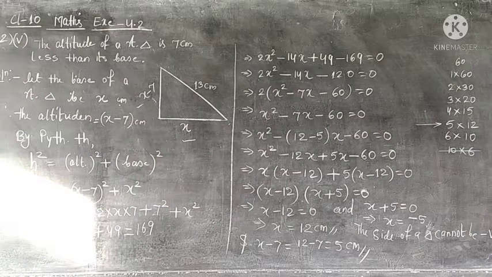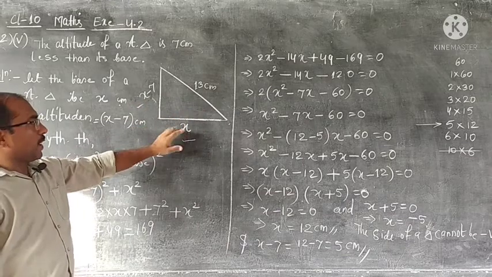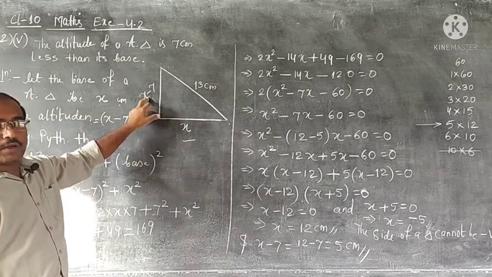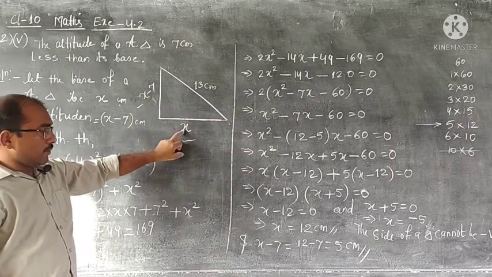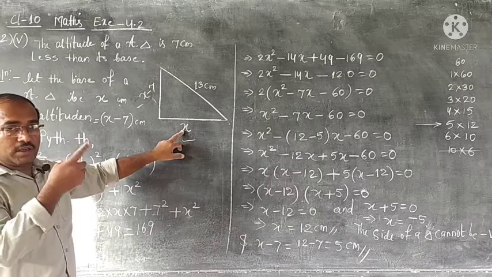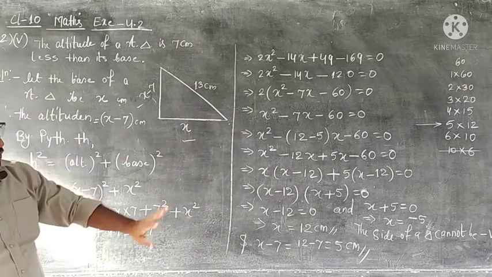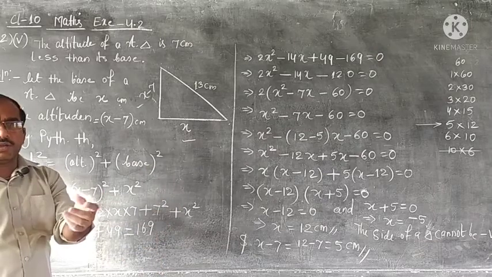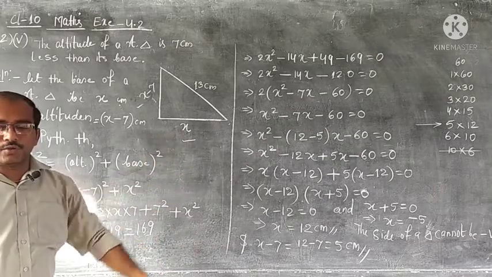Then the other one: 5, 12, 13. So 5 square plus 12 square. You will get 169: 12 square is 144 and 5 square is 25. So the root of 169 will be 13. The hypotenuse is also 13. So we can have verification orally. If we think for a few seconds, we can find out that yes, we have done the solution correctly.